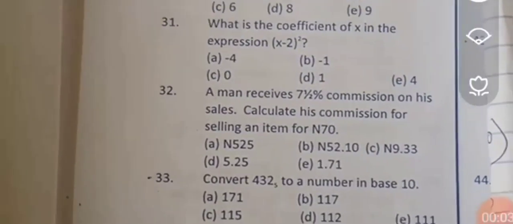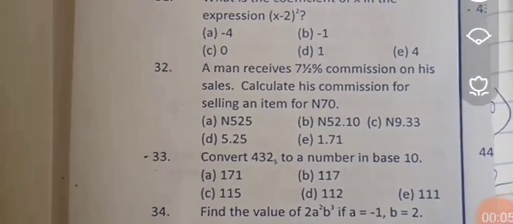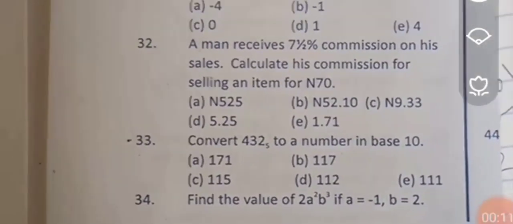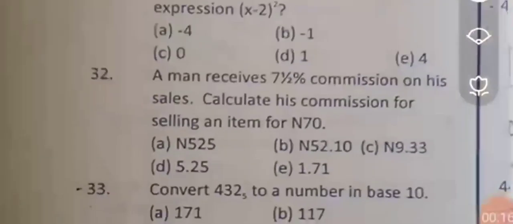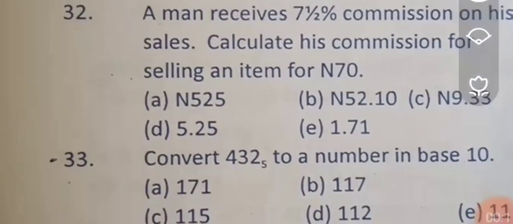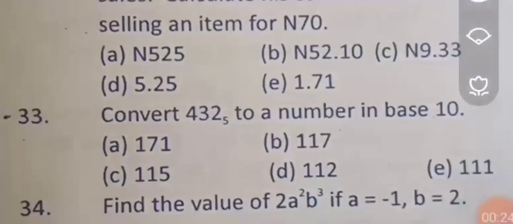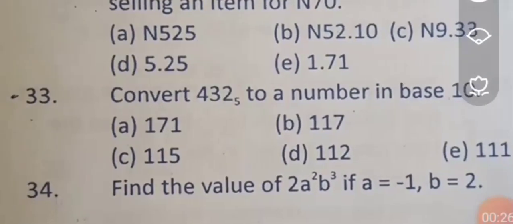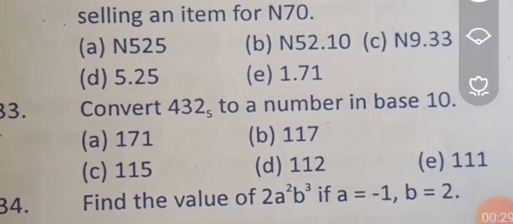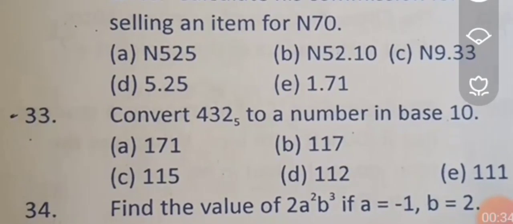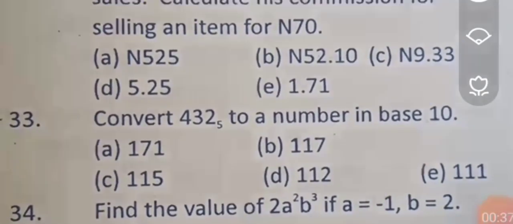Welcome again. In the last video, we stopped at number 33. This morning we'll be looking at number 34. The question says find the value of 2a square b cube if a is equals to -1, b is equals to 2. So let's go on with that.